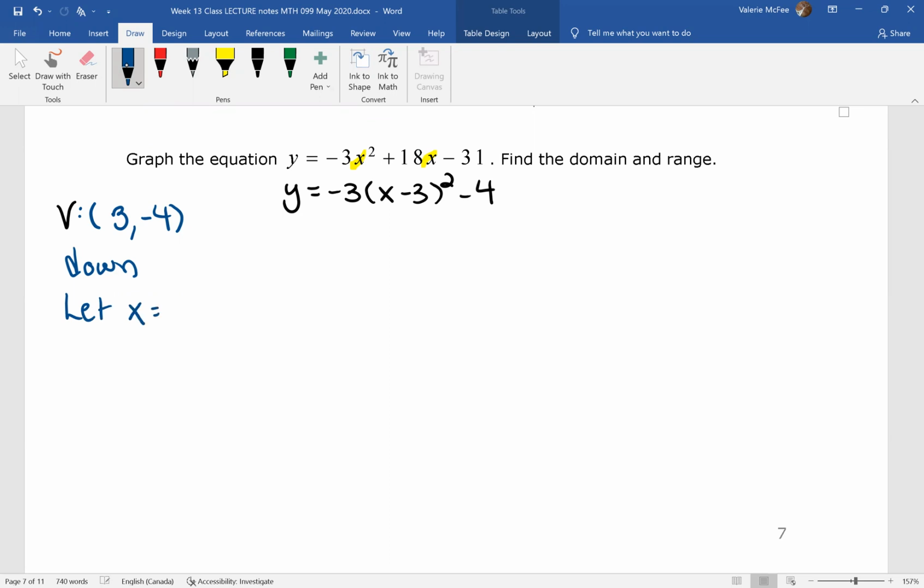How about if we let x equal 1? Let's try that. Remember, x can be any real number. 1 minus 3 is -2. So -3 times 4 is -12 minus 4, -16. Not great, but it will do.